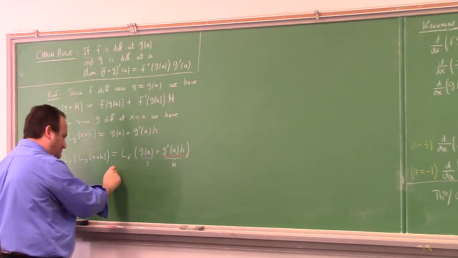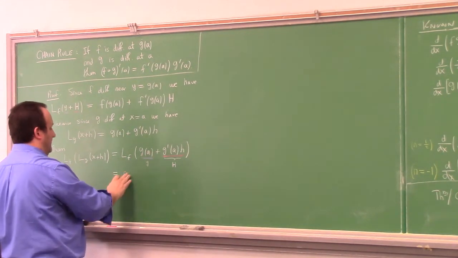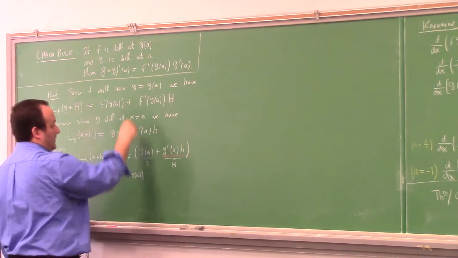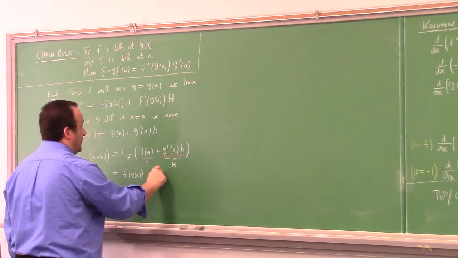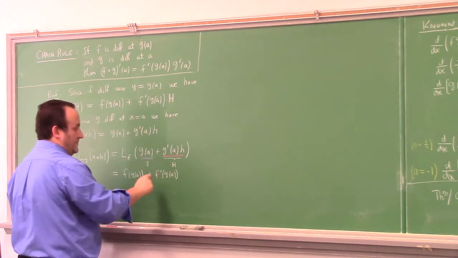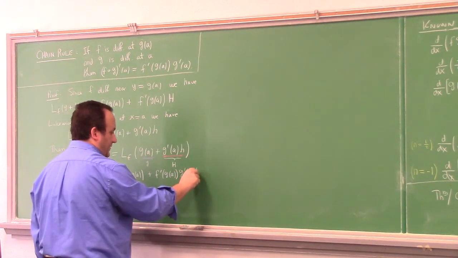And so what this is then is f of g of a plus f prime of g of a times H. But what is H? H is g prime of a times h.